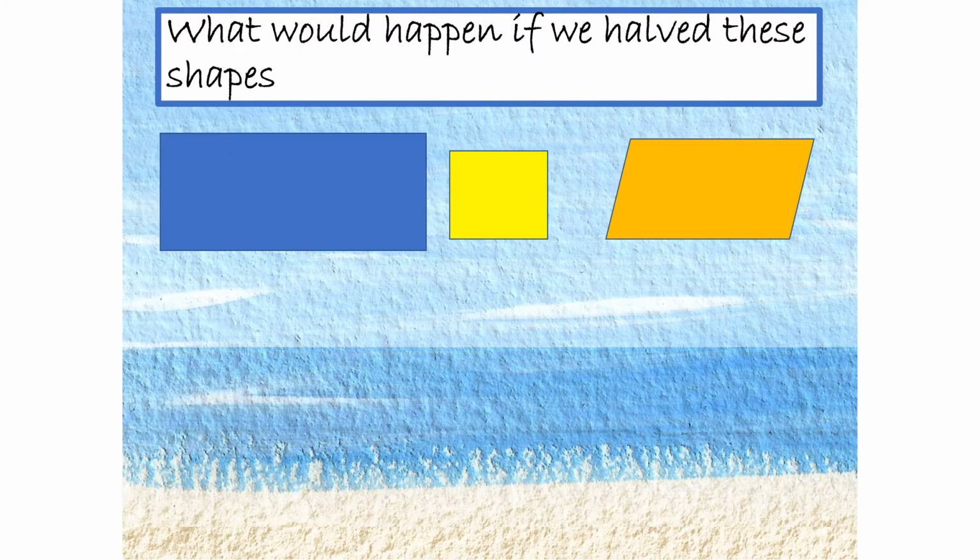Now, I want you to look at these three shapes, the rectangle, the square, and the parallelogram, and look at the animation and make the connection with these shapes and how we find the area of a triangle.